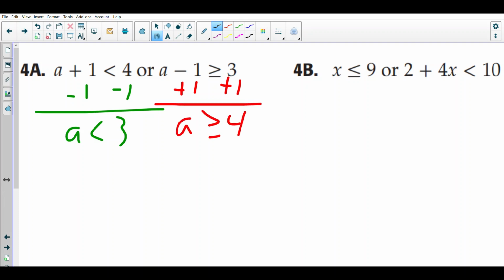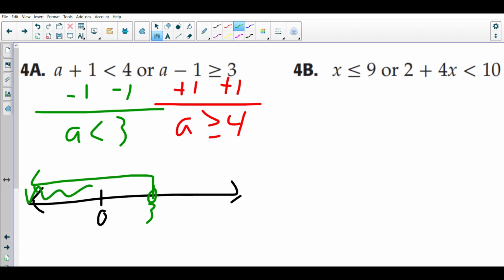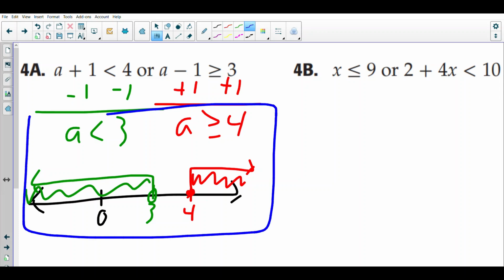So now, graph like normal, graph them separately. Let's start with your 0. So 3, we have an open circle. Follow the arrow on this one. a is greater than or equal to 4. So 4, closed circle, follow the arrow. Typically that's how it's going to work out. And that's all it is. So ORs, they don't have to overlap. It's whatever shows up on the graph. That's all there is.